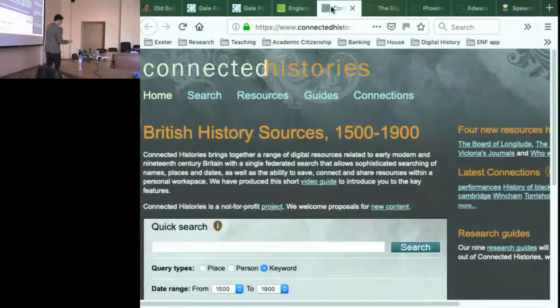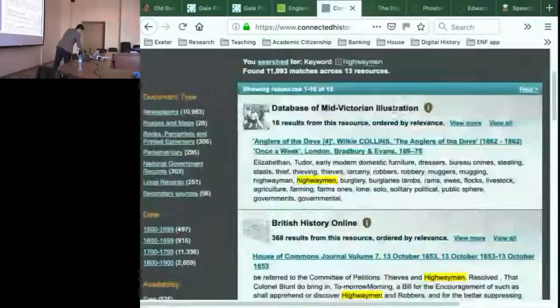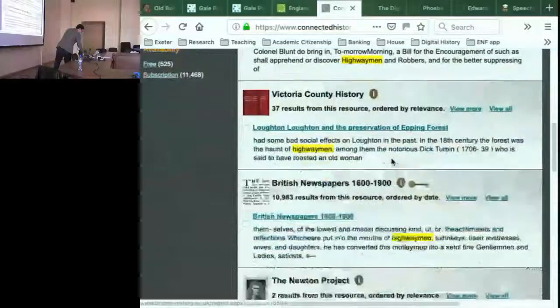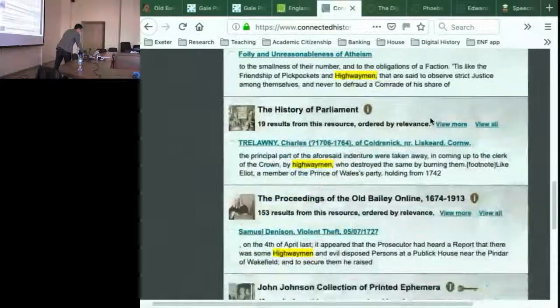So what you might do then is, if I was interested in the history of highway robbers, I could search for highwaymen, and hopefully at some point it would produce me a list of search results. There we go. So we've got some that are in illustrations, we've got some that turn up in newspapers, one turns up in the Newton Project, parliamentary records, and so on and so forth. So what we're doing then is getting around those archival structures by looking for themes across different sets of records.